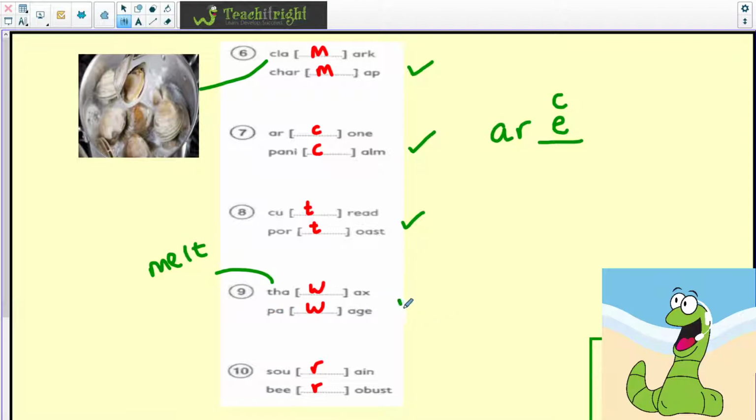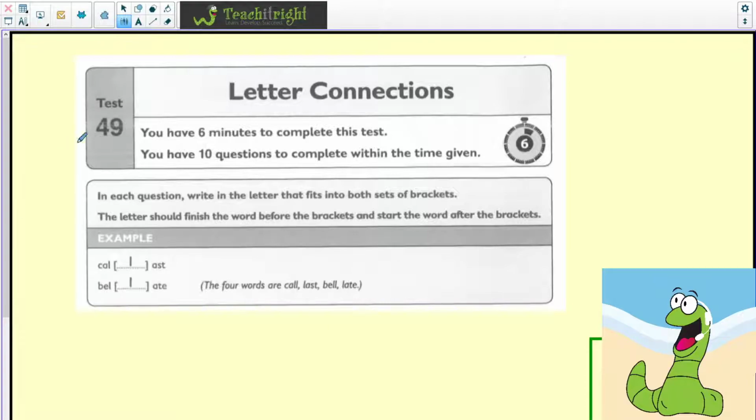Wax, pour and wage. And then we've got sour, rain, beer and robust. Robust meaning strong. Let's have a look at the next letter connections.